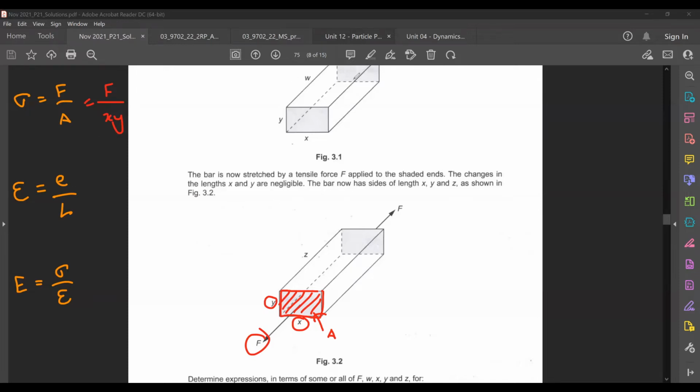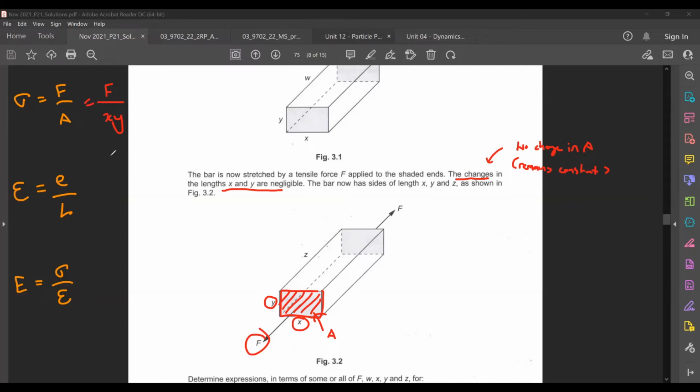Then after that, they told you that the changes in lengths of X and Y are negligible before and after loading. That means no change in A. It remains constant. Your area remains constant. That's what you're supposed to understand from that statement.